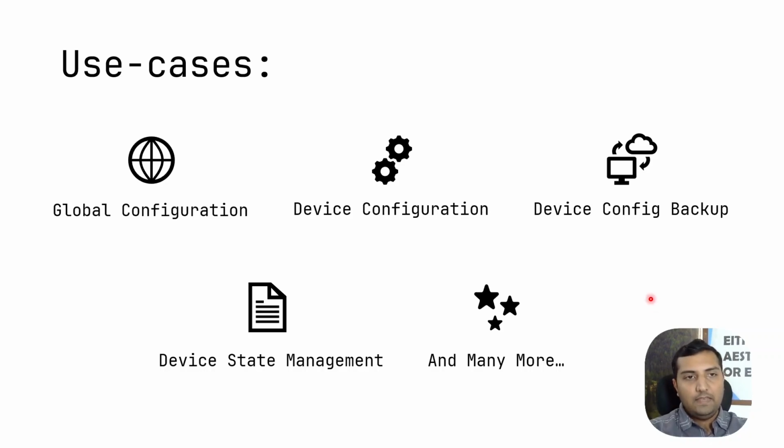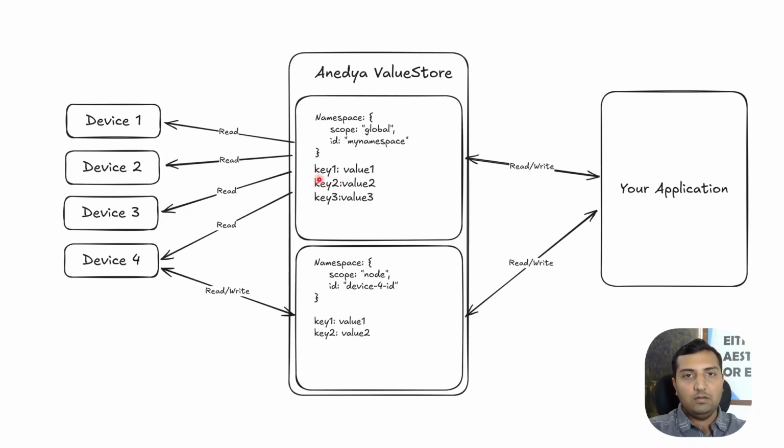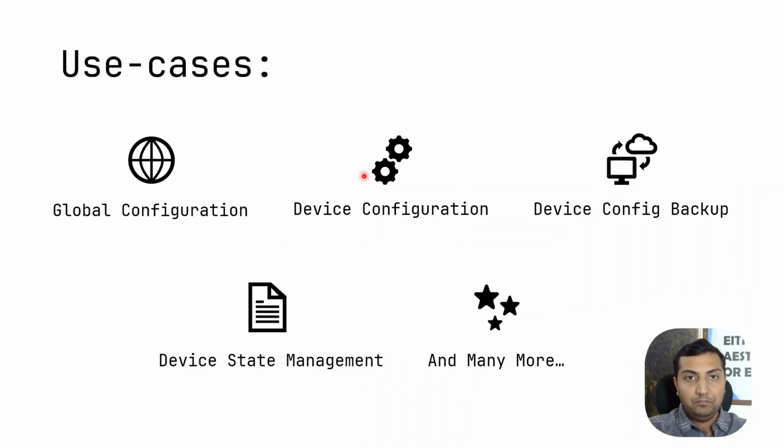The first use case of ValueStore is you can use it for global configuration. Imagine you have a fleet of a large number of devices, and you want to manage a common configuration for all of those devices. You can use ValueStore for such a scenario. All you have to do is put your configuration in a global namespace which can be accessed by all of the devices. You can create a key, let's say with the name configuration, and you can put the content of your configuration file as the value, and devices will be able to fetch that value, and they can act accordingly.